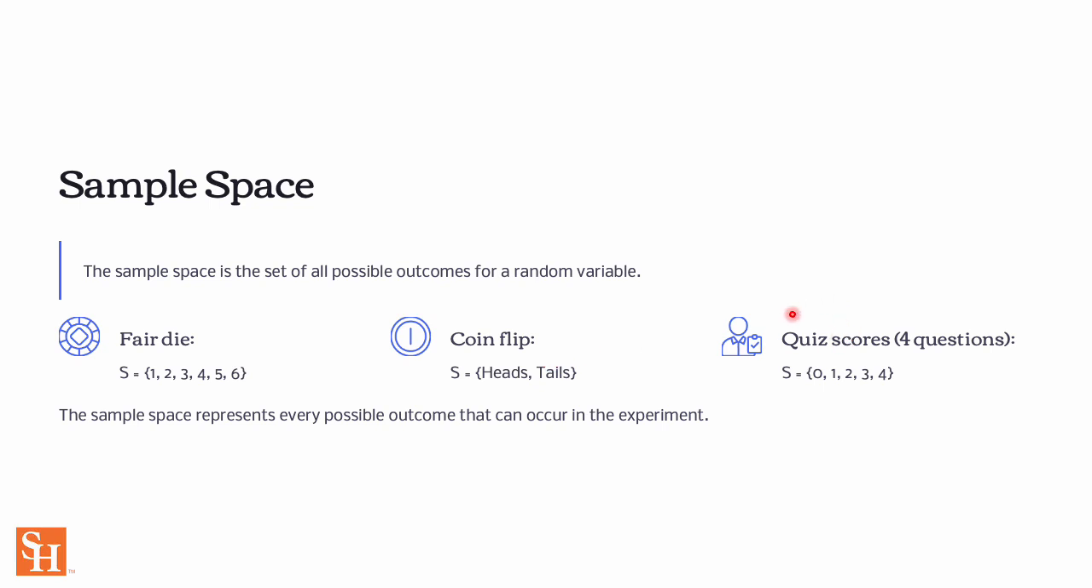And say in a quiz test there are 4 MCQ questions. What could be the score of a student? The score could be anywhere between 0 and 4. Therefore, the collection of 0, 1, 2, 3, 4 would be the sample space in that case. So now I think it is clear to all of you what we mean by sample space.